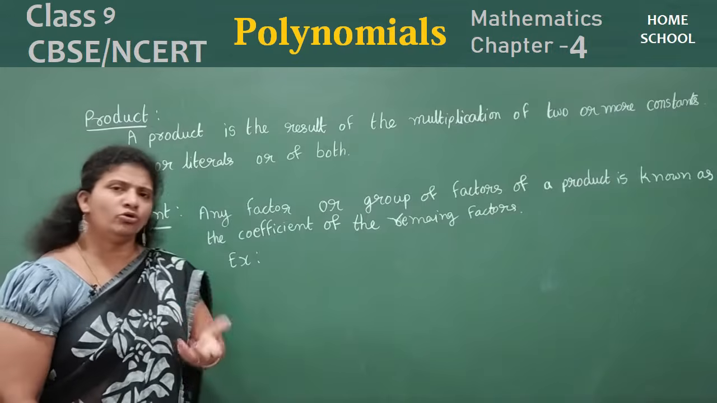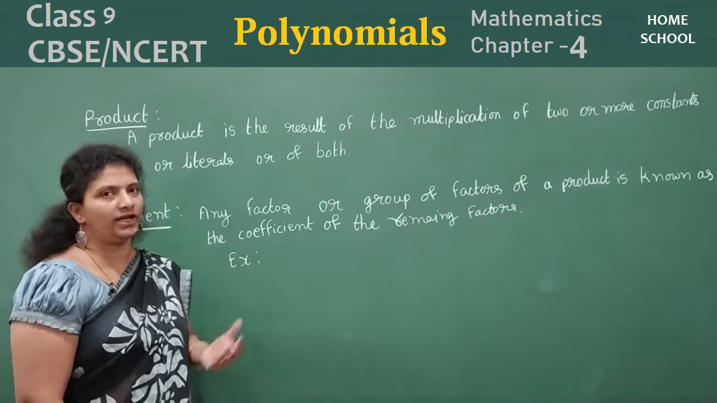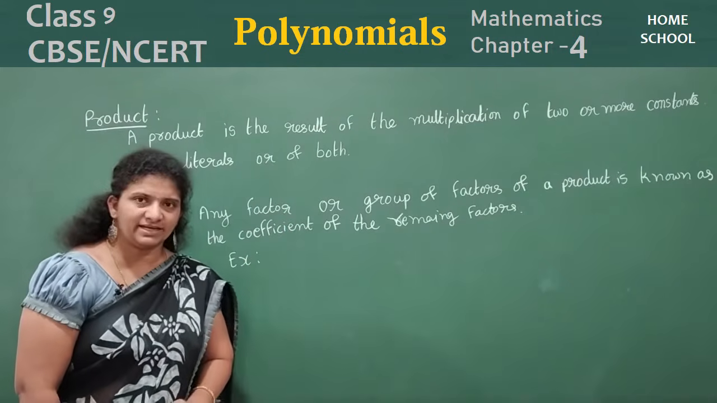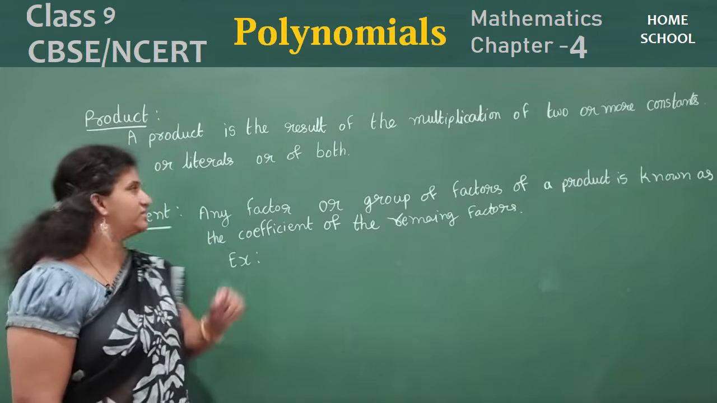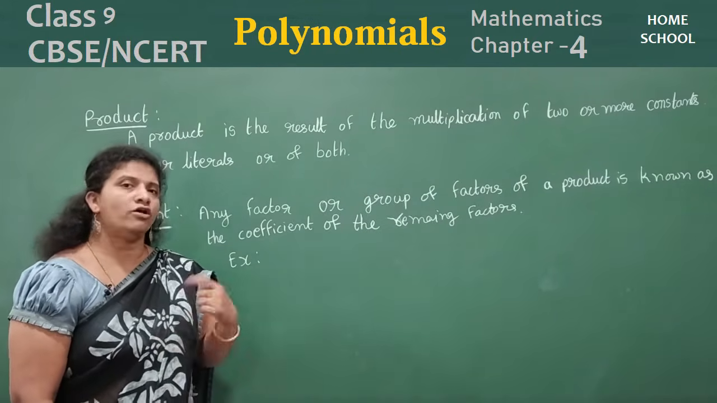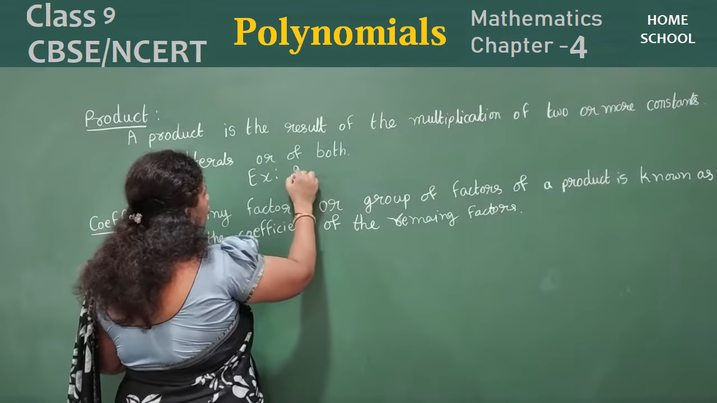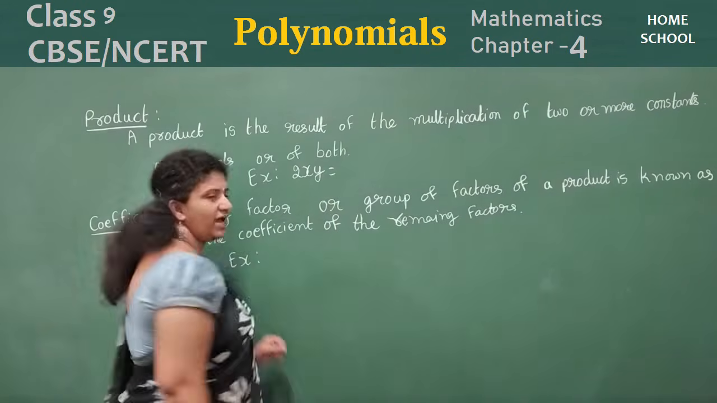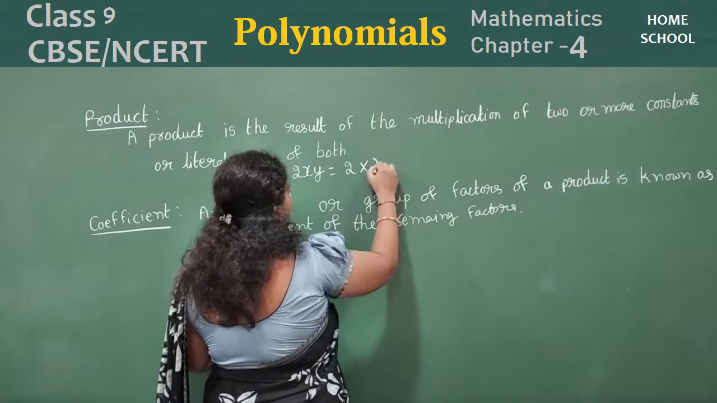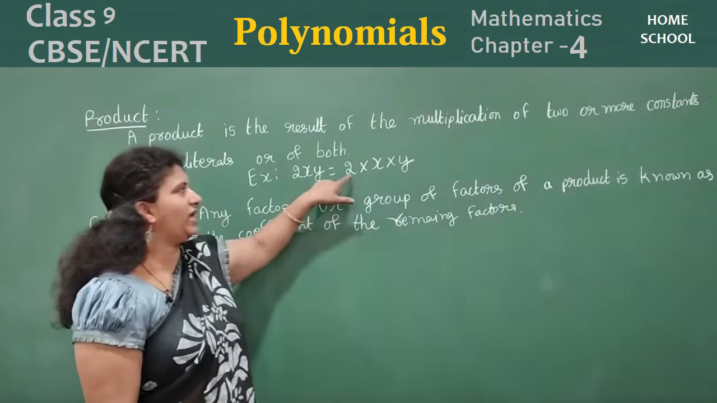What is a product? Everybody knows, product means multiplication. Here in algebra, a product is the result of multiplication of 2 or more constants, constants meaning numbers, or literals, variables, or of both. Example, I may say here 2xy. How can you write 2xy? It is a product of a number and 2 variables, or 2 literals, 1 constant.